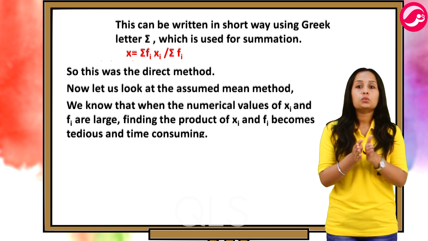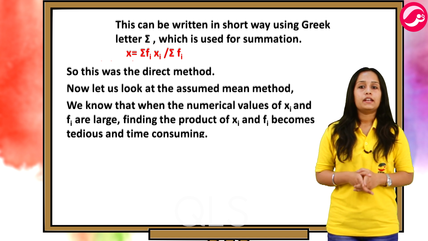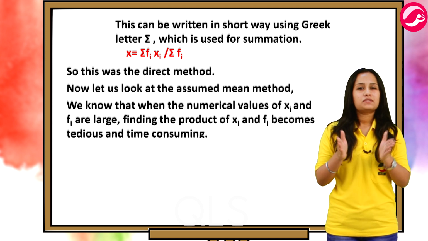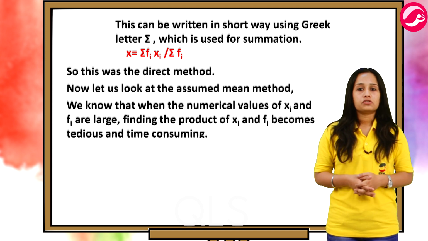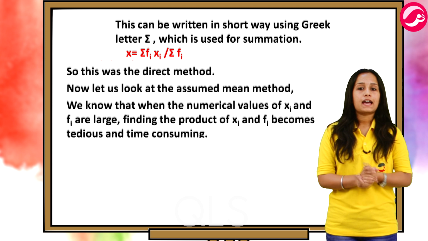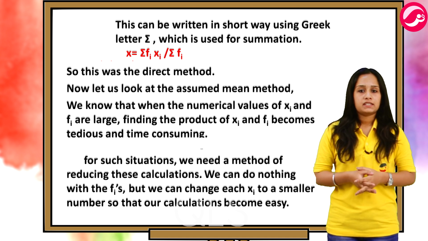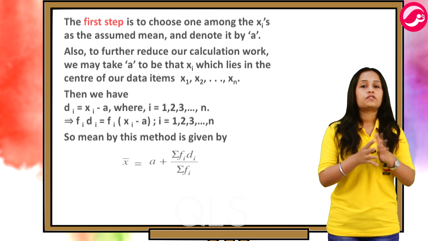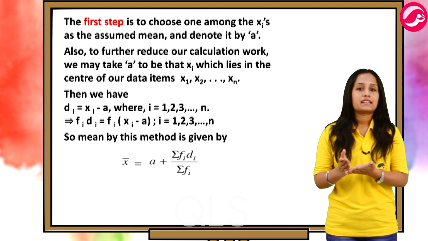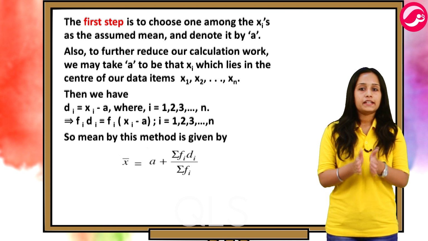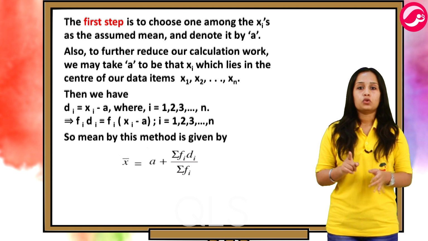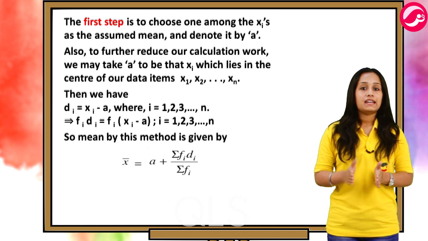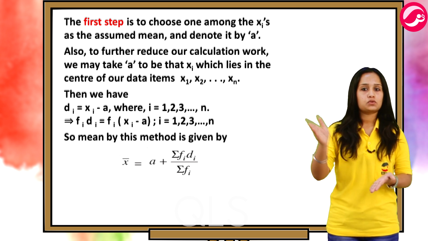Now let us look at the assumed mean method. We know that when the numerical values of xi and fi are large, finding the product of xi and fi becomes tedious and time consuming. So for such situations, we need a method of reducing these calculations. We can do nothing with the fi's, but we can change each xi to a smaller number so that our calculation becomes easy. The first step is to choose one among the xi's as the assumed mean and denote it by small a. Also, to further reduce our calculation work, we may take a to be that xi which lies in the center of our data items x1, x2 up to xn.